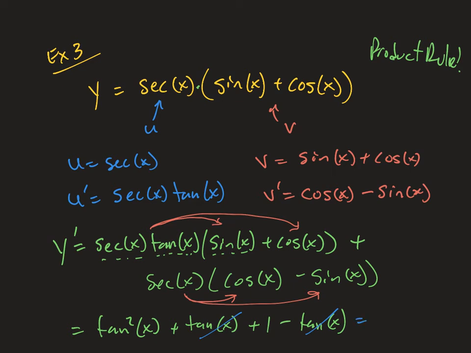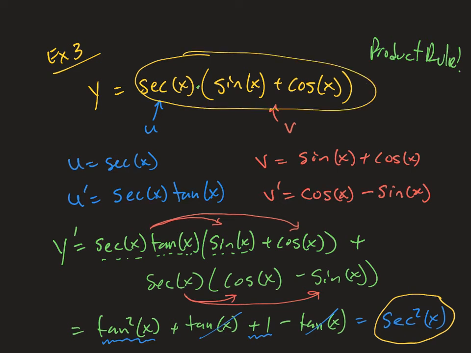And if you've kept up on your Pythagorean identity, cosine squared x plus sine squared x equals 1, you'll remember that a version of that is tangent squared x plus 1 equals secant squared x. So the derivative of this thing that we started with is actually just secant squared x. Now what that tells me is that this thing is probably tangent x. But we wanted to practice the product rule on this, so that's the deal.